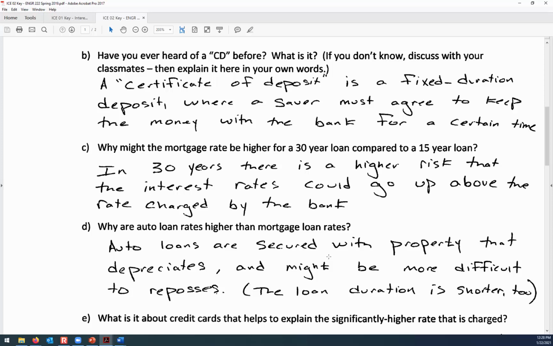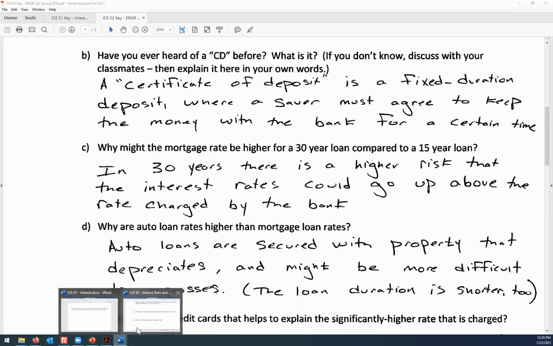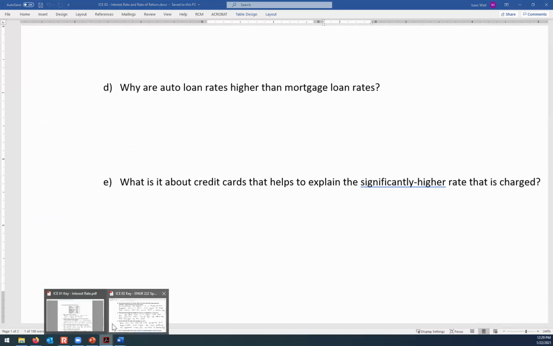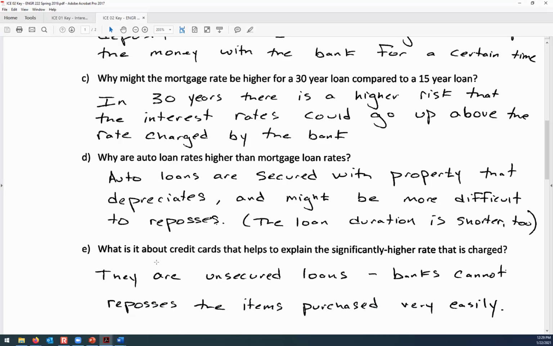Yeah, that's another thing. If a repo man is having to track down your car and go to lots of different places, it's more difficult to know where that asset is compared to a house, which is immovable. And then credit cards. What is it about credit cards that makes them have higher interest rates? The thing that I wanted to point out is that they're unsecured loans. So think about the things that you buy with a credit card. You'd maybe buy a flat screen TV, or you'd maybe buy a burrito at Chipotle, or a tank of gas. And it's going to be more difficult for the bank to repossess those things and get their money back.